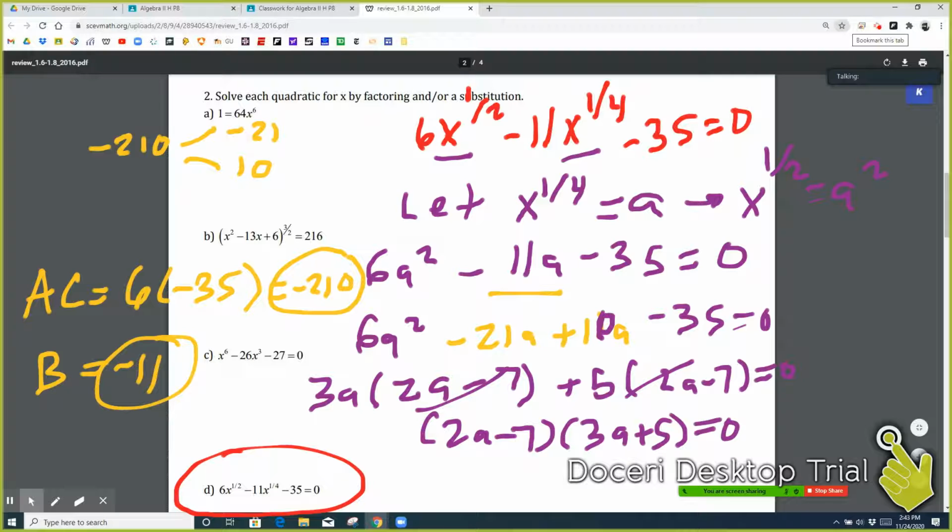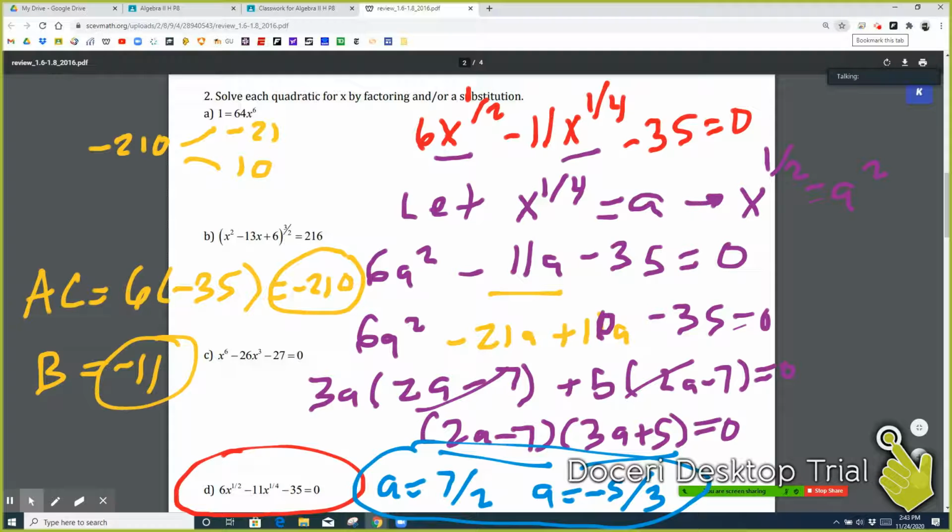So I could set each factor equal to 0. And I get a is equal to 7 over 2, and a is equal to negative 5 over 3. All right, so those are my two values for a. But I'm not looking for a. I'm looking for x. And I know x to the 1/4 is equal to a. All right, so now I'm going to take what I have in blue, erase everything else, and rewrite those things. So 7 over 2 and negative 5/3 is what we got for a. And now I have to see what x is, knowing that x to the 1/4 is equal to a.